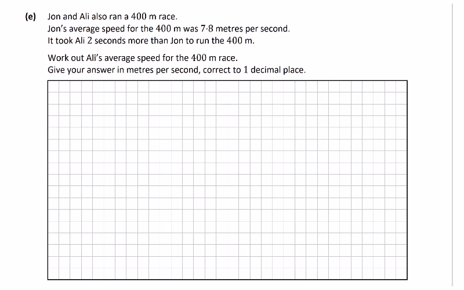Then we have John and Ali running a 400 meter race, and John's average speed was 7.8 meters per second. So if you run 400 meters in say 10 seconds, it'd be 40 meters a second. So 400 divided by the 7.8, that'll give us the time. Or you could say distance divided by speed.